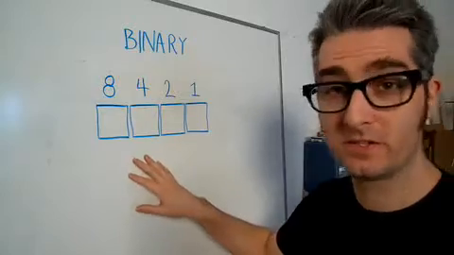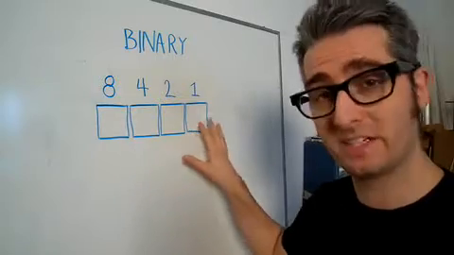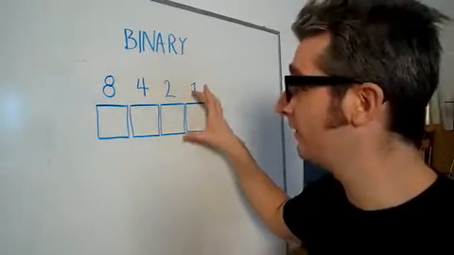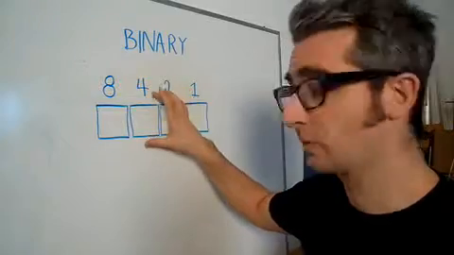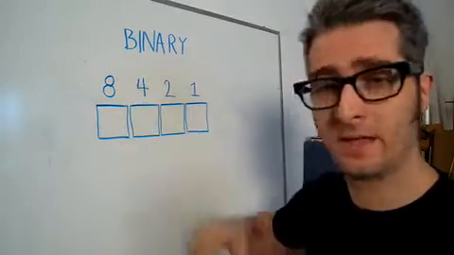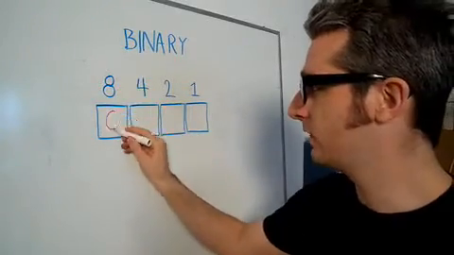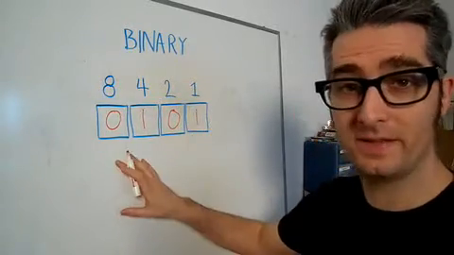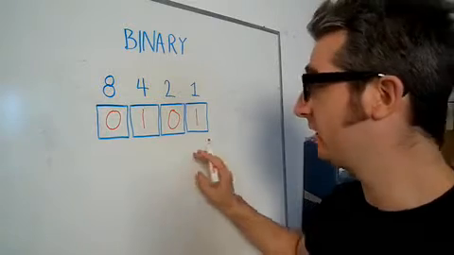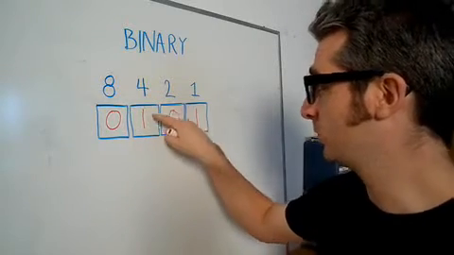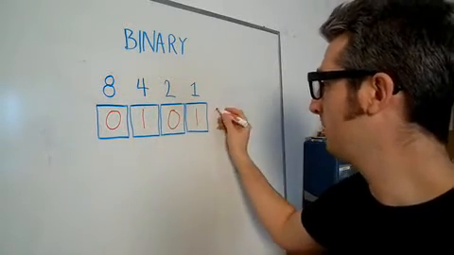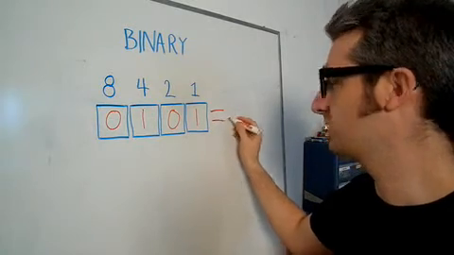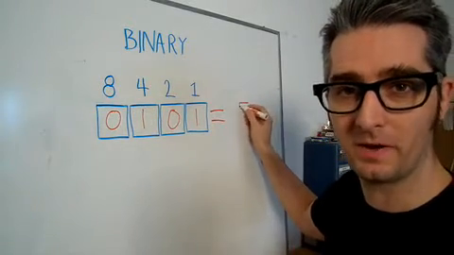Each of these squares is a bit, and each bit has a different value. This one's worth 1, this one's worth 2, this one's worth 4, this one's worth 8. And so if I put a 0 here, and a 1 here, and a 0 here, and a 1 here, this is a representation of a binary number. And if I add it up, there's 1 four and there's 1 one. That means that 0 1 0 1 in binary is equal to 5.